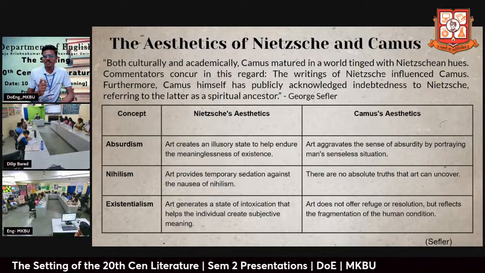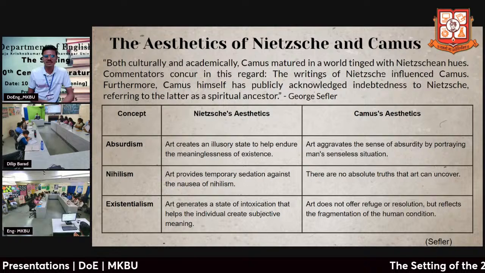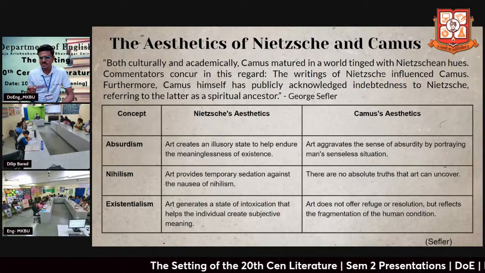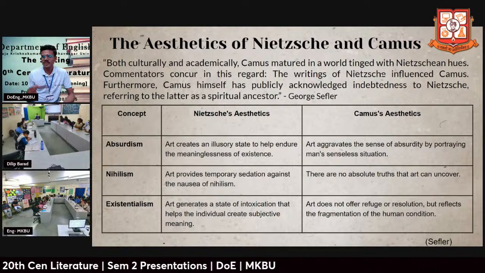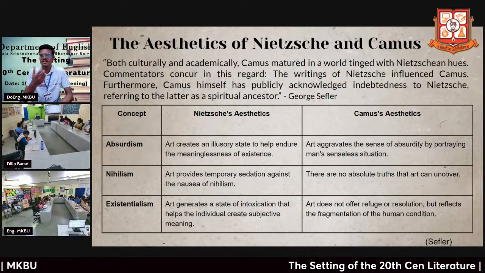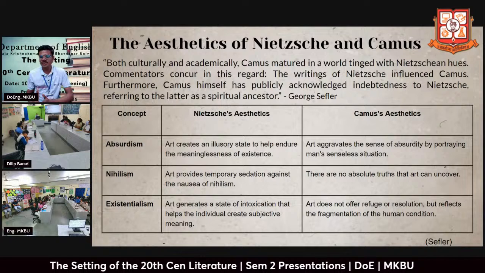Now, an article written by George Selper, the name of the article is Absurdism and Existentialism: The Aesthetics of Nietzsche and Camus. He argues that both culturally and academically Camus matured in a world tinged with Nietzschean views. So he says that in both of the books, Camus' work and Nietzsche's work, Camus uses some of the philosophy of Nietzsche in his works. Some of the citations are also there, some lines are also taken. So they argue in both works how they see aesthetics and art.